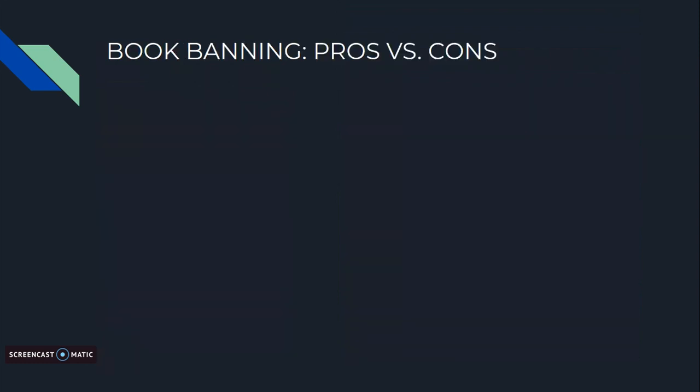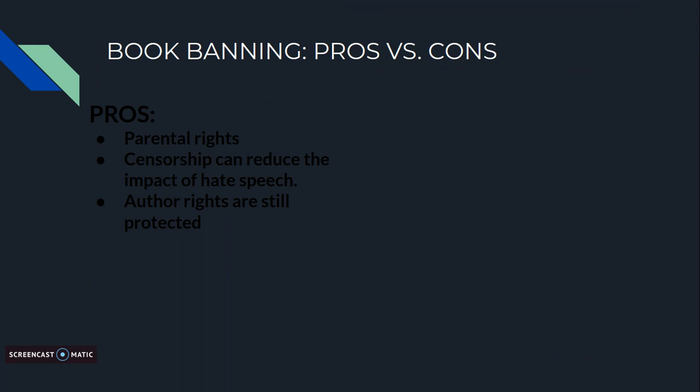So, with book banning, there are both pros and cons to this. Some pros to book banning would be that parents have the right to know what their children are reading at school. Another pro would be that censorship can reduce the impact of hate speech. And another impact, authors' rights are still protected. So even with the banning, the author still has all rights protected with their book, and they can still write the same stories and books just like it.